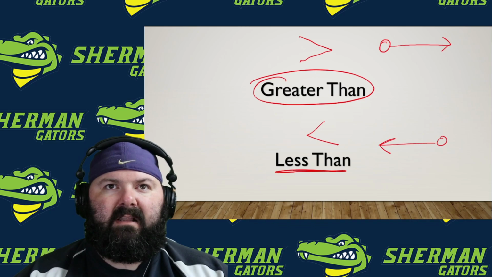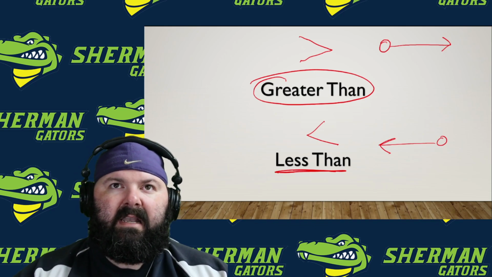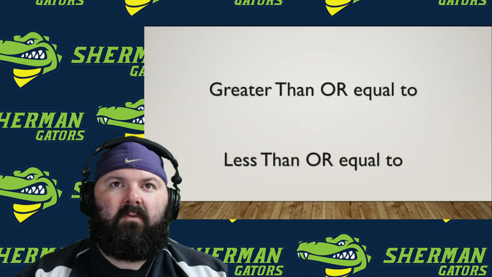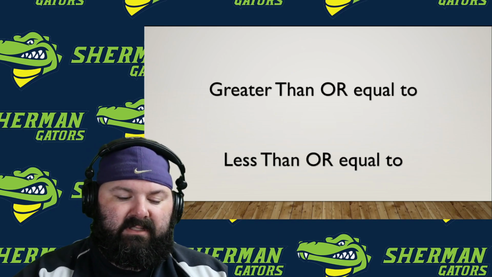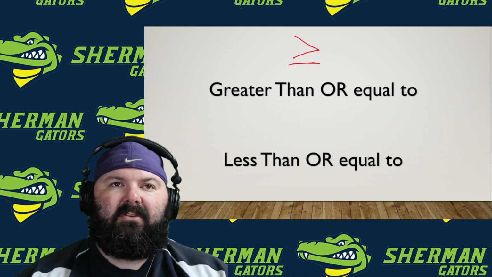So again, greater than, less than, open circle, and the arrow is pointing to the direction that it is going. Now, when we had those greater than or equal to and less than or equal to, it changes a little. So this is showing greater than or equal to. That's what that line underneath it means.